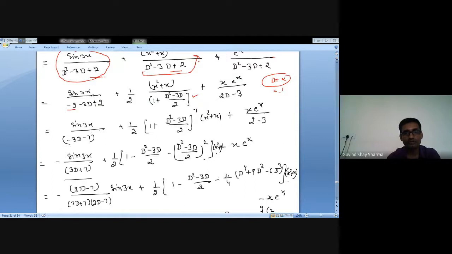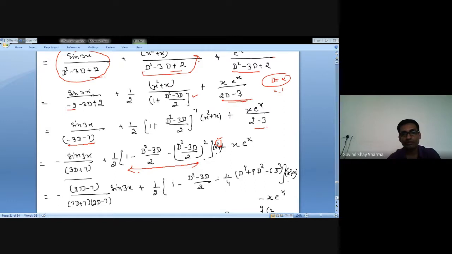Here 3D minus 7, 3D plus 7, now multiply by 3D minus 7. So the D converts into D square plus half inverse, this is the expanded form till x square. So we expand till x square and x. Here when we put alpha equal to 1, it is converted to 0. So we multiply by x and differentiate with respect to D. So x e to the power x, 2 minus 3.